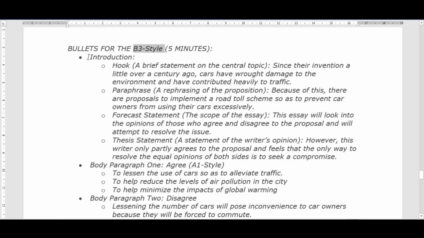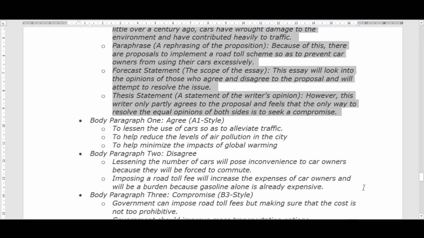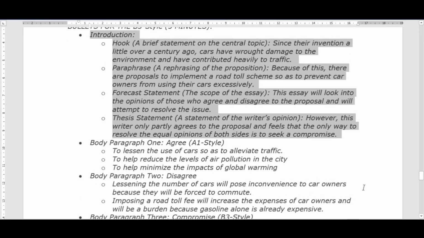So there you go. You have the introductory elements over there, so you can just read through that if you want to. And then remember, the B3 style is what we call the compromise. So essentially what you need to do first in the B3 style is to make sure that the 2 sides of the issue are balanced.